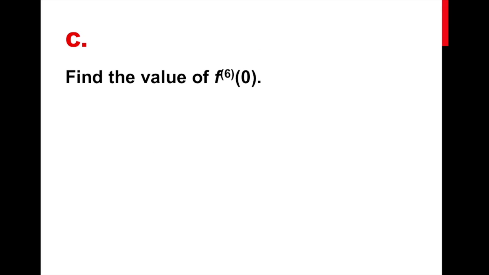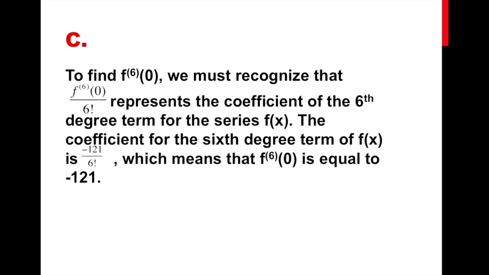Part C says, find the value of f raised to the 6th of 0, or the sixth derivative of f when evaluated at 0. To find the sixth derivative of f, evaluated at 0, we must recognize that the sixth derivative of f evaluated at 0 over 6 factorial represents the coefficient of the sixth degree term for the series f of x. The coefficient for the sixth degree term of f of x is negative 121 over 6, which means that the sixth derivative of f evaluated at 0 is equal to negative 121.